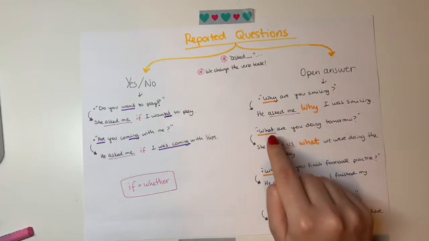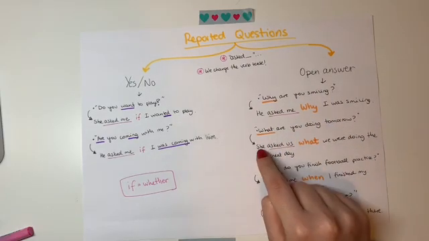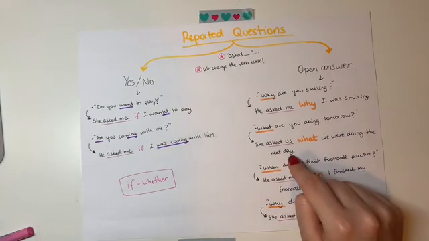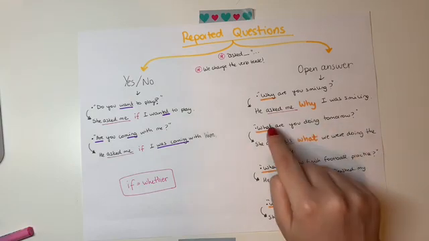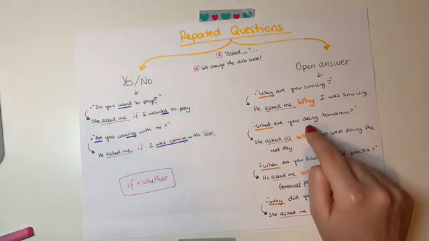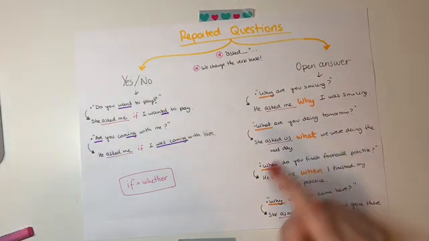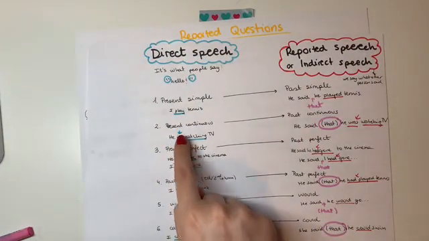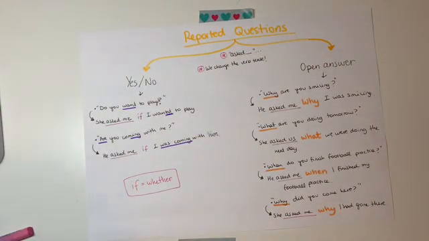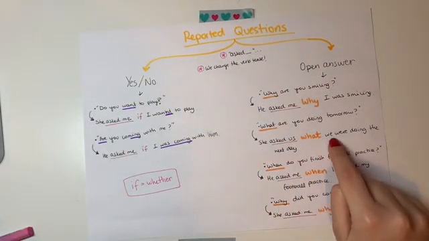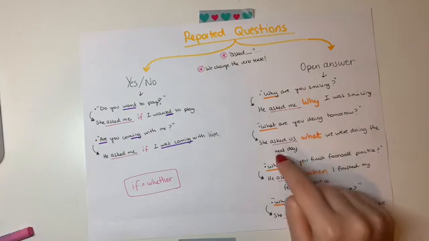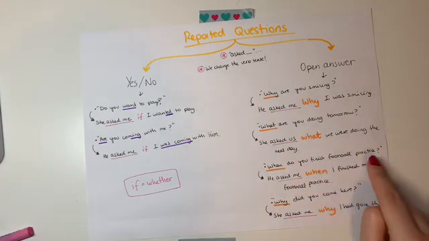Let's see other examples. "What are you doing tomorrow?" She asked us what we were doing the next day. Okay, careful, remember. What, but then are you doing? This is present continuous. When you have present continuous, you change it into past continuous. So she asked us what we were doing, and then tomorrow we change it for the next day or the following day.